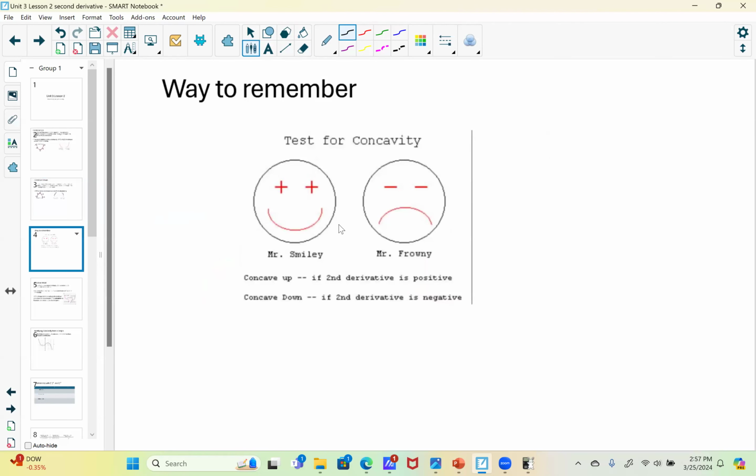So a kind of a trick to remember concavity is you can make these smiley faces, and you have Mr. Smiley and Mr. Frownly. If you're concave up, it's like a smiley face, and so the second derivative is positive. So you have happy eyes. And if it's concave down, you're Mr. Frowny and you're negative. So your eyes are negative because you're down and you're negative. So it's just kind of a way to remember it. If you don't like that, don't worry about it.